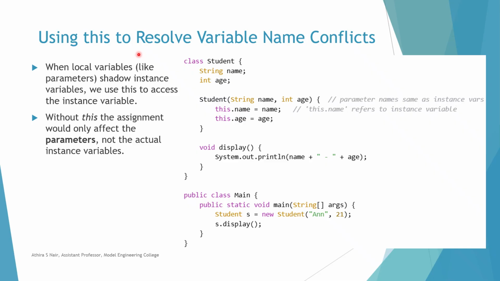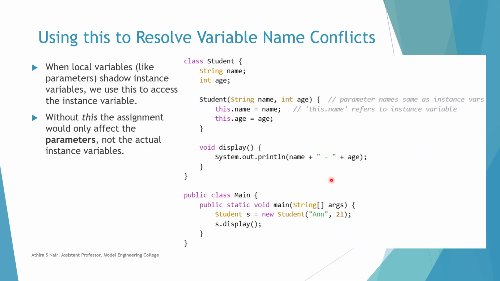Here we can use this to resolve variable name conflicts. Here we have an example, class Student. We have two variables, name and age. This is the constructor Student(String name, int age). These parameter names are the same as the instance variables. So this.name is equal to name. Here this refers to the instance variable, and this.age is equal to age.